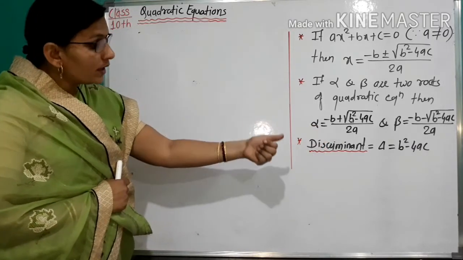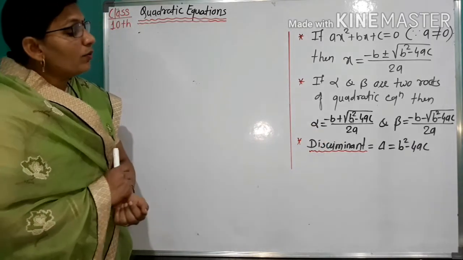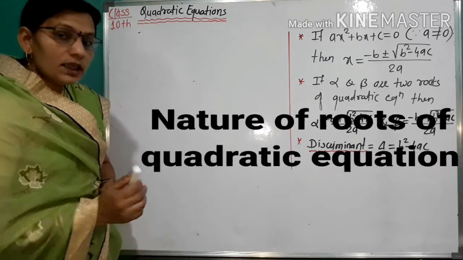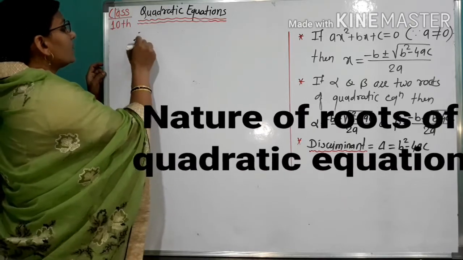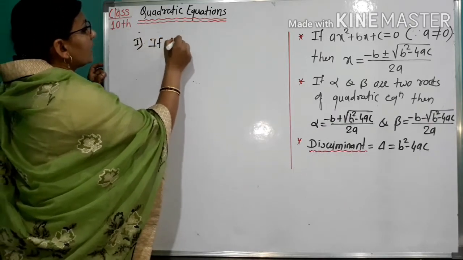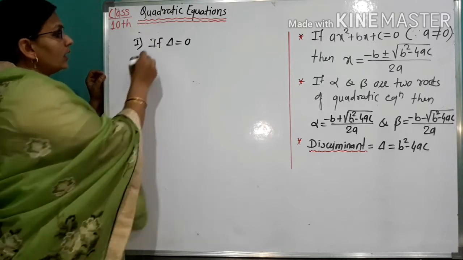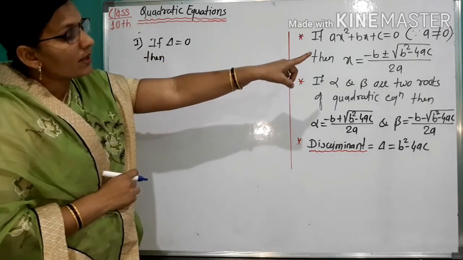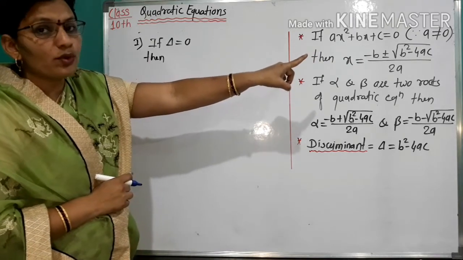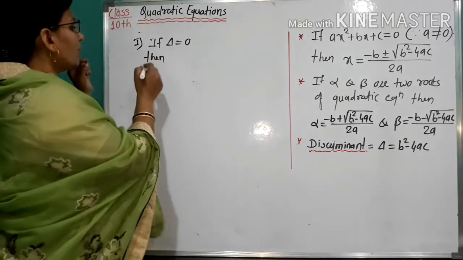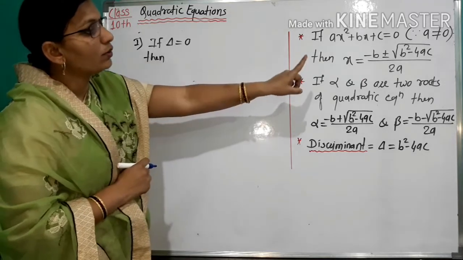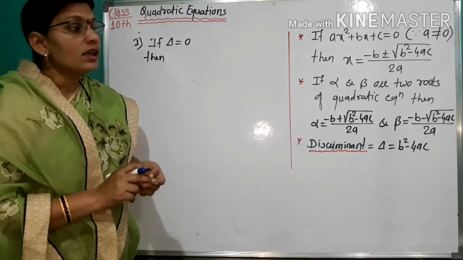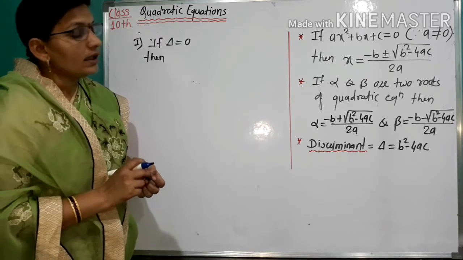From the value of this delta, we find the nature of roots of given quadratic equation. There are three cases. First case is if this delta equal to 0. Delta equal to 0, then the value of b square minus 4ac is 0. That is, square root of 0 is 0. So we have the solution, that is x equal to only minus b upon 2a. That means roots are real and equal.